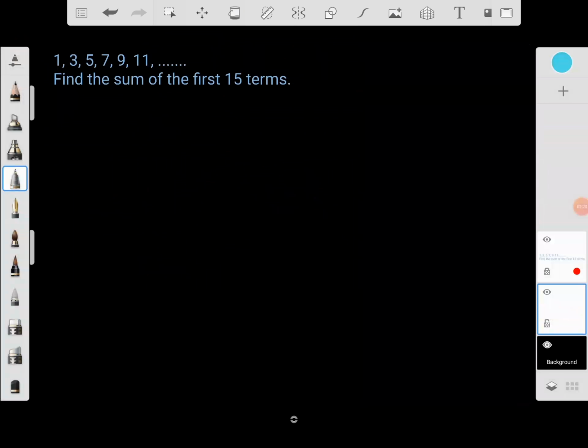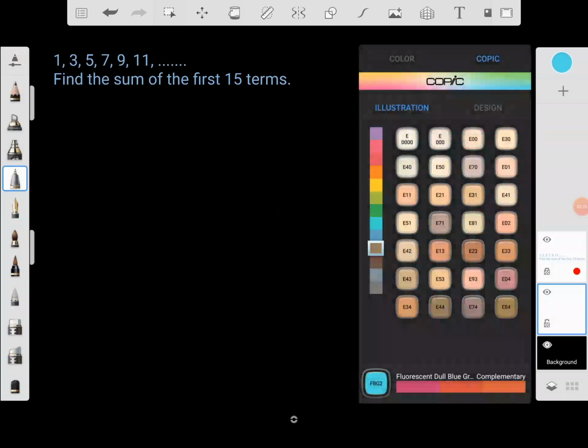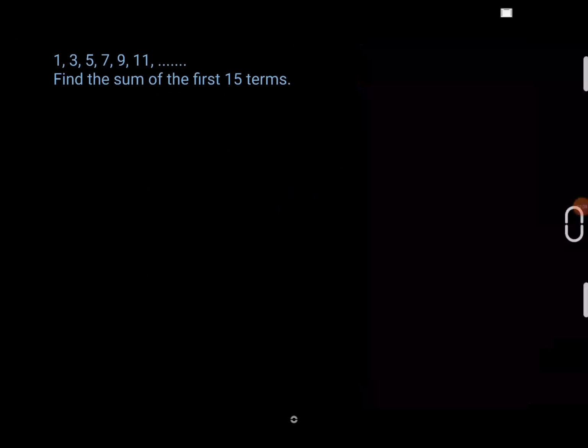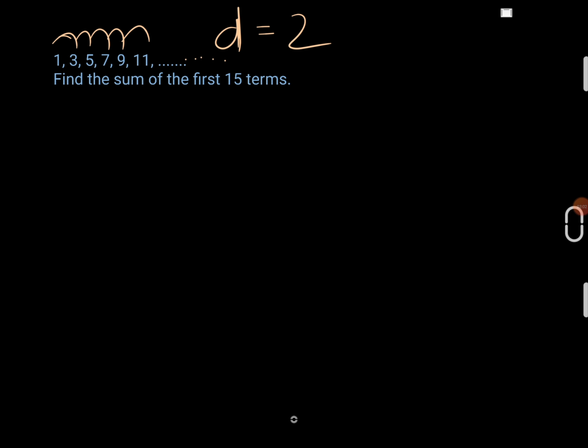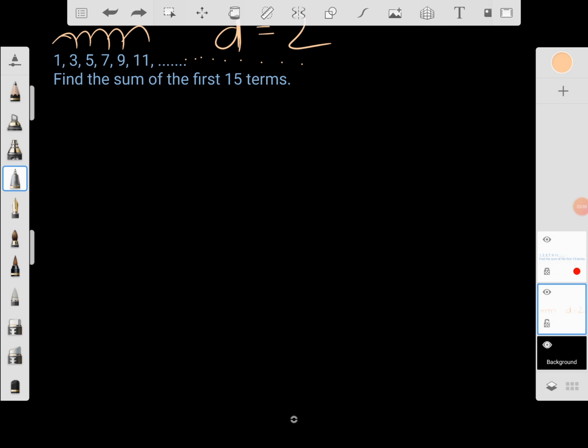The series is 1, 3, 5, 7, 9, 11 and goes on. It is an AP, and we can see that because the common difference is 2: 3 minus 1 is 2, 5 minus 3 is 2, 7 minus 5 is 2, 9 minus 7 is 2, 11 minus 9 is 2. The difference between consecutive terms is 2, so d is equal to 2. So this is an AP. This is an infinite series because it is going on; there is no last term.